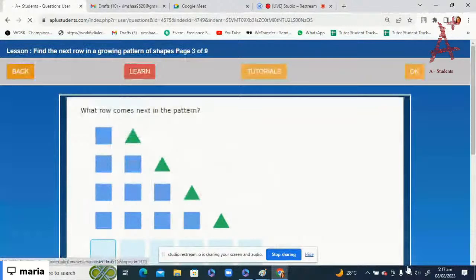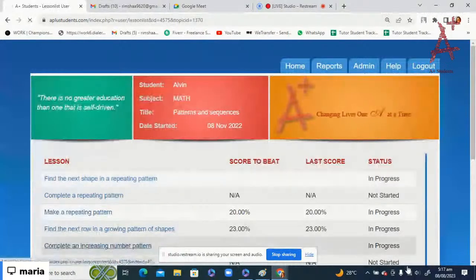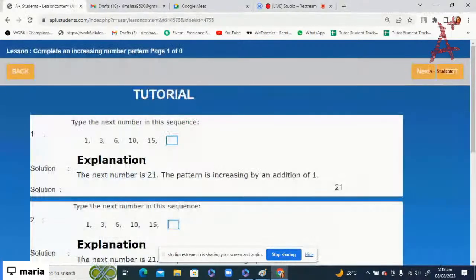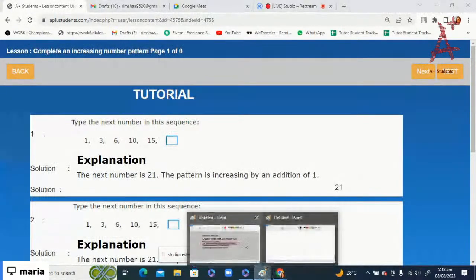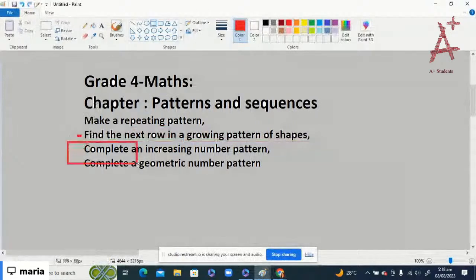Okay, let's get back and discuss the next one. Completing the pattern is done. Finding the next row in the growing pattern of shapes is done. Next is this one. Complete an increasing number pattern. Let's check, is that a lesson? Yes, complete an increasing number pattern. This time we are going to discuss this. Okay.